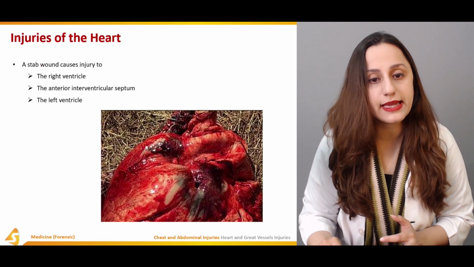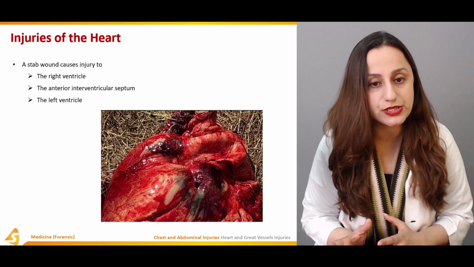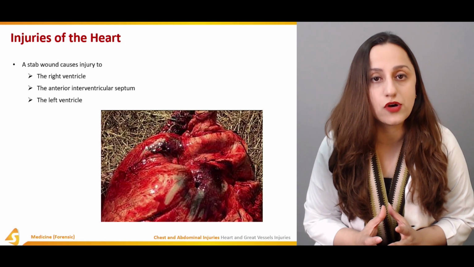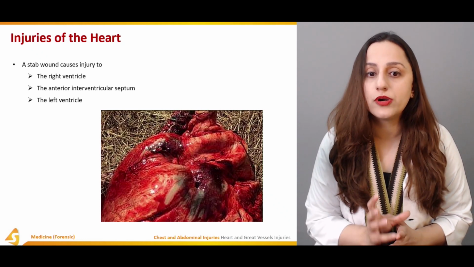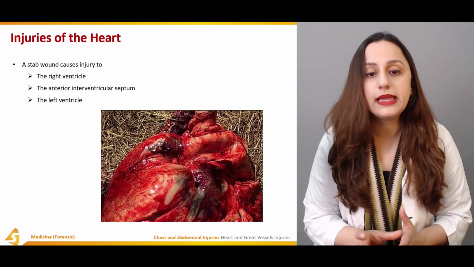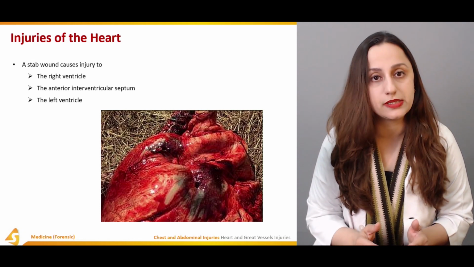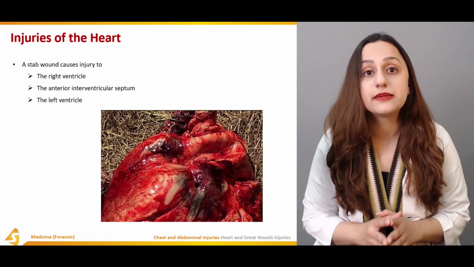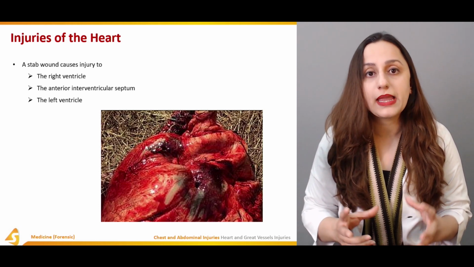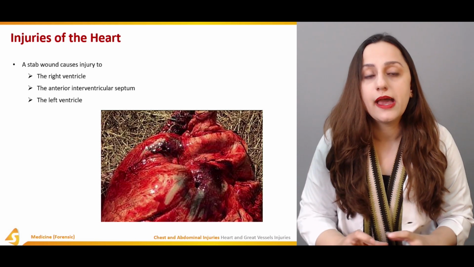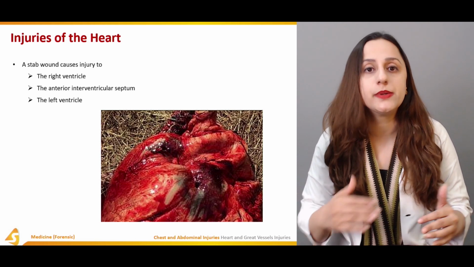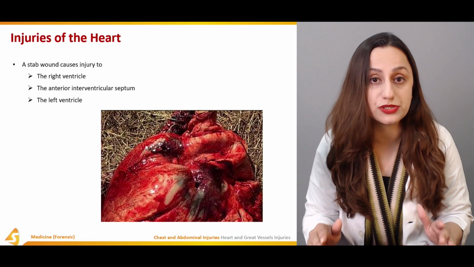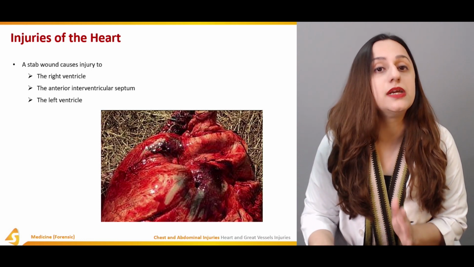The injuries to the heart can be a stab wound causing injury to the right ventricle. All the structures of the heart are at stake, of course, but the more delicate ones are the right ventricle, the anterior interventricular septum, and the left ventricle, and they are the more fatal injuries that can occur to the heart. That complicates the situation more, and we will be dealing with a shocked patient. Obviously the management will include double bore cannulas and treating the shock, because that will be the mainstay whenever the heart is injured.